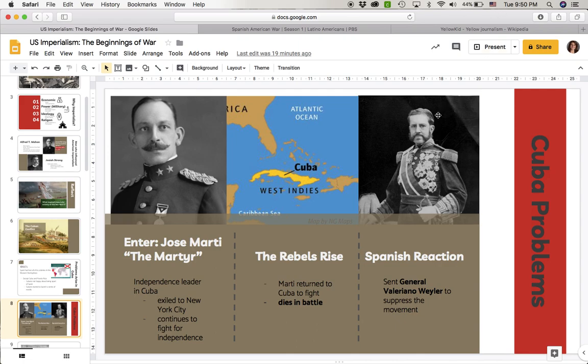But, of course, you can see in this third area here, the Spanish are going to react. They react by sending a man down into Cuba to deal with the Cuban rebels, and that man is General Valeriano Weyler, and he goes down there to suppress the movement. So we start out with a guy who's leading the independence movement. He gets exiled to New York City. He goes back, tries to fight, and ends up dying. He's like a martyr to the people, kind of like the George Washington of Cuba. And then they send in this guy, and this guy is evil. He is crazy.